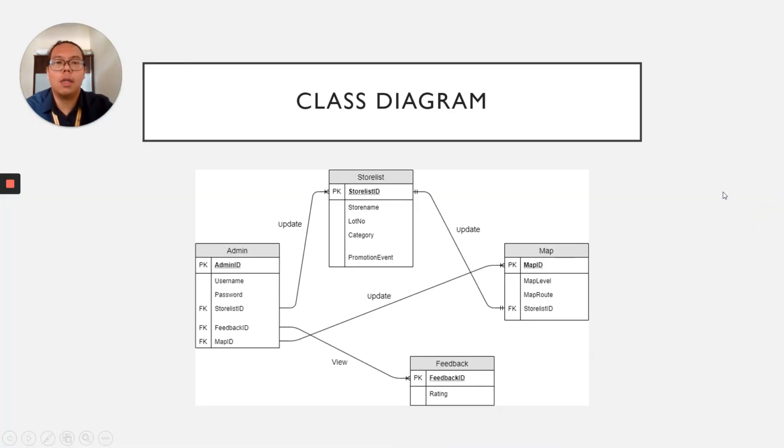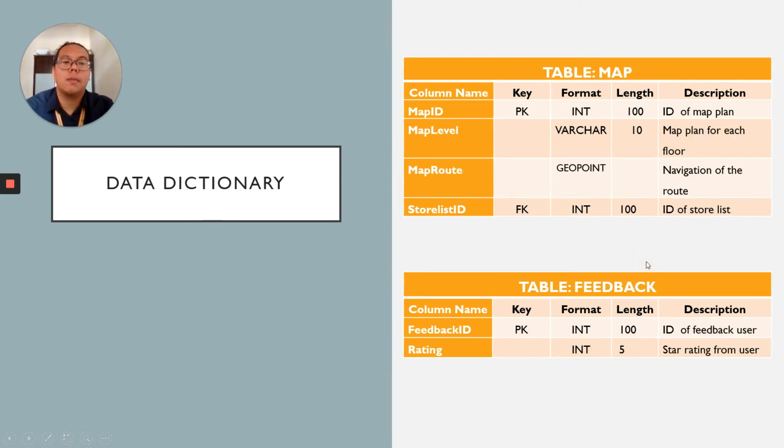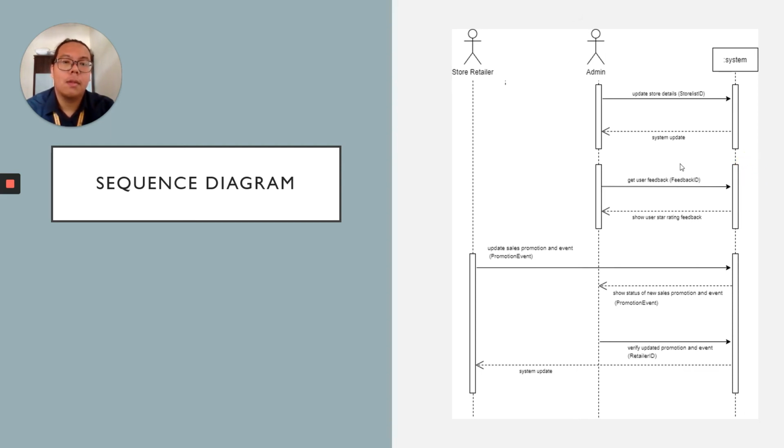So this is the class diagram, and this is the data dictionary. This is the sequence diagram. This sequence diagram shows the flow between the store retailer, admin, and also the system itself.